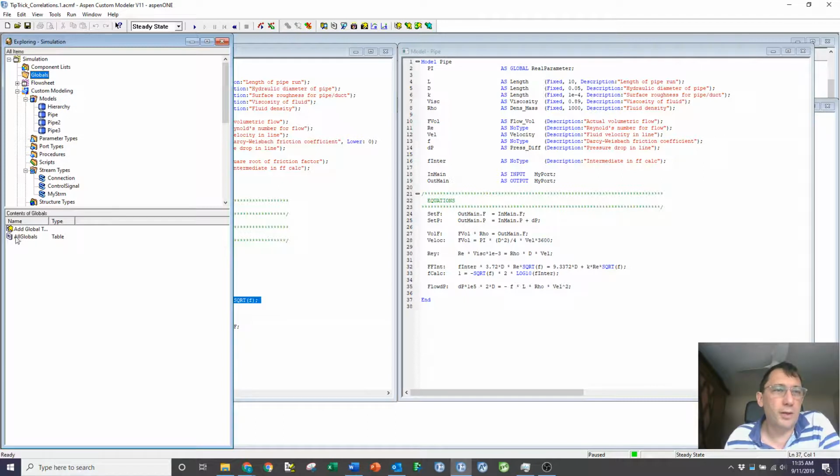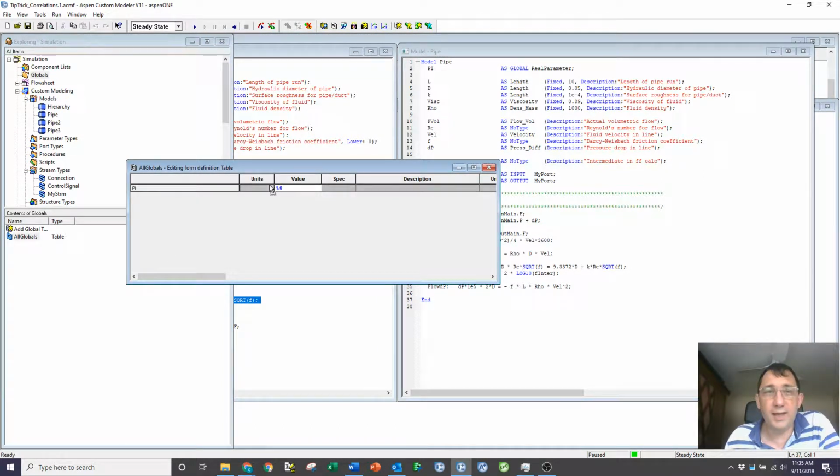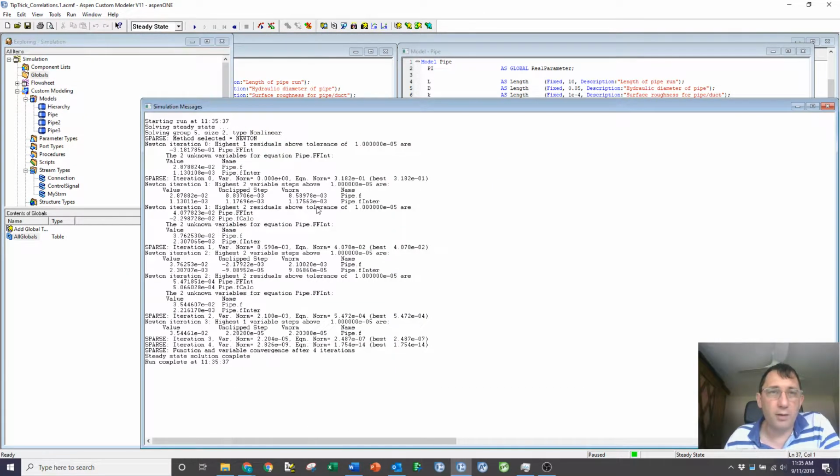So let me have a quick look at my globals, the all globals table. You can see, yeah, as I feared, pi has a value of 1. What I want to do is set that to a more meaningful value of pi. I need to worry about it the very first time that I use it. After that, it's going to be okay. So there we go. Run.